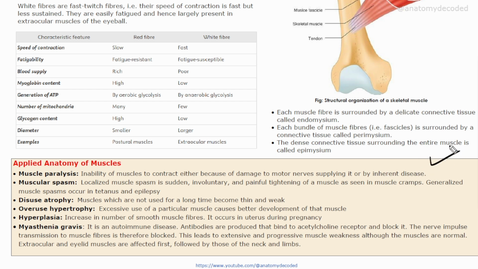For any question that we write, make sure you write related applied anatomy points. Make schematic diagrams while writing the answer. That way your answer would be more effective.